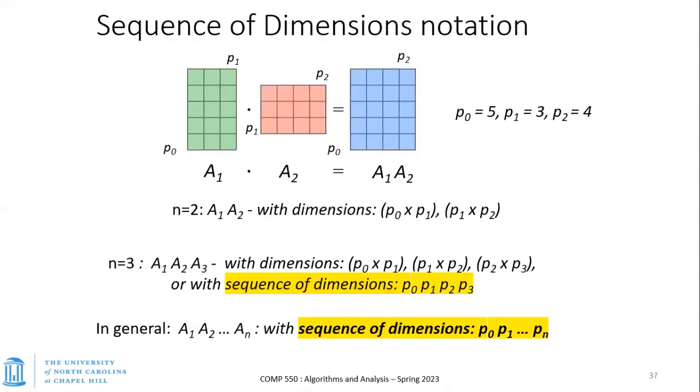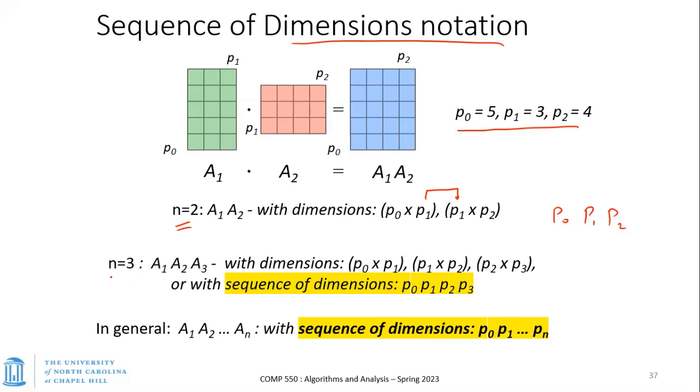Now the question is, and now let's define a sequence over here. Let's define a sequence of dimensions. We can represent the sequence as follows. If you have, for example, A1 and A2 with n equal to 2, you can see that there is a repetition. So we're going to use a shorthand notation, which simply represents the sequence of sizes by P0, P1, and P2.